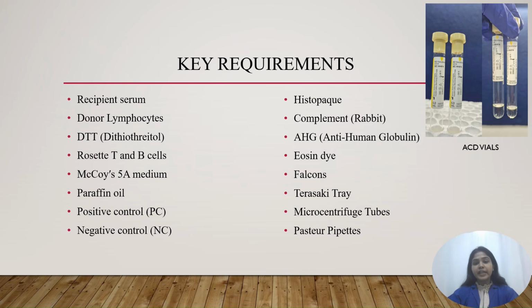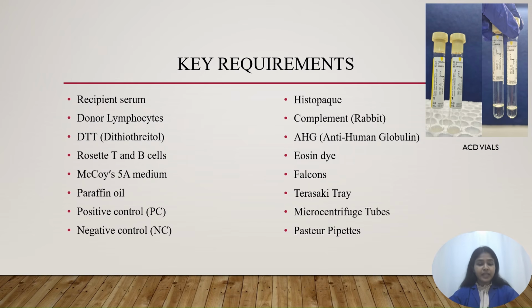Moving on to the key requirements for the CDC crossmatch. Firstly, the blood sample should be collected in ACD vials for the CDC crossmatch. Here, ACD stands for acid citrate dextrose. The citric acid stabilizes the pH of the blood sample, and the citrate is an anticoagulant, whereas the dextrose is the source of energy for the cells to keep them alive. Because in CDC crossmatch we use live cells, the ACD vial supports the viability of the cells.